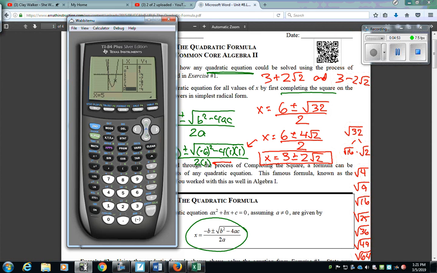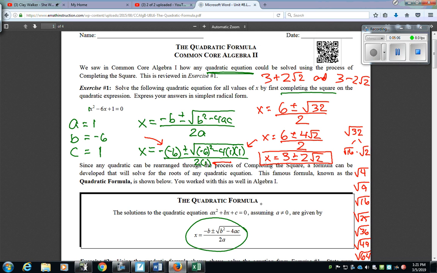I also have another answer between 5 and 6. So if I was to find a decimal form of each of those, one of them would be between 0 and 1, and the other one between 5 and 6. So that's kind of what we're looking at for the quadratic formula. It can be used for any quadratic to find the zeros, but it's more important when you have answers that aren't going to be whole numbers.